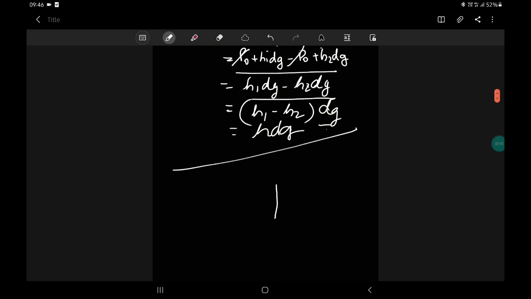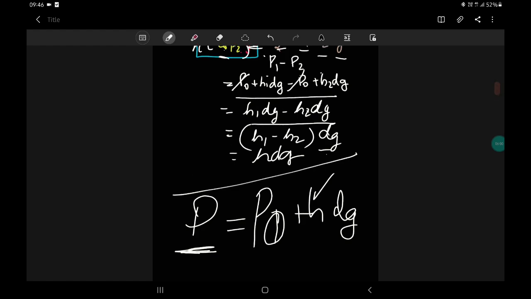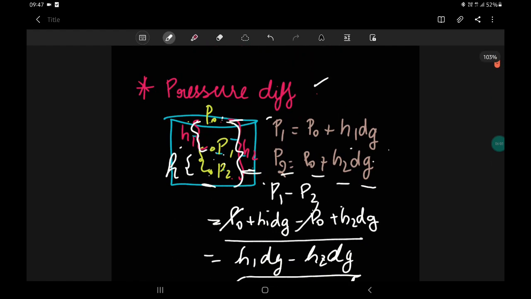I already told you in my previous video that pressure at that particular point is equal to the initial atmospheric pressure plus hdg, right? That means the pressure at that point is more by this much height. So can't you see this common relation? See, P2 is below the P1 point, so for P2 the height is more. If height is more, P2 pressure should be more, no? So how can I do P1 minus P2? I should do P2 minus P1.